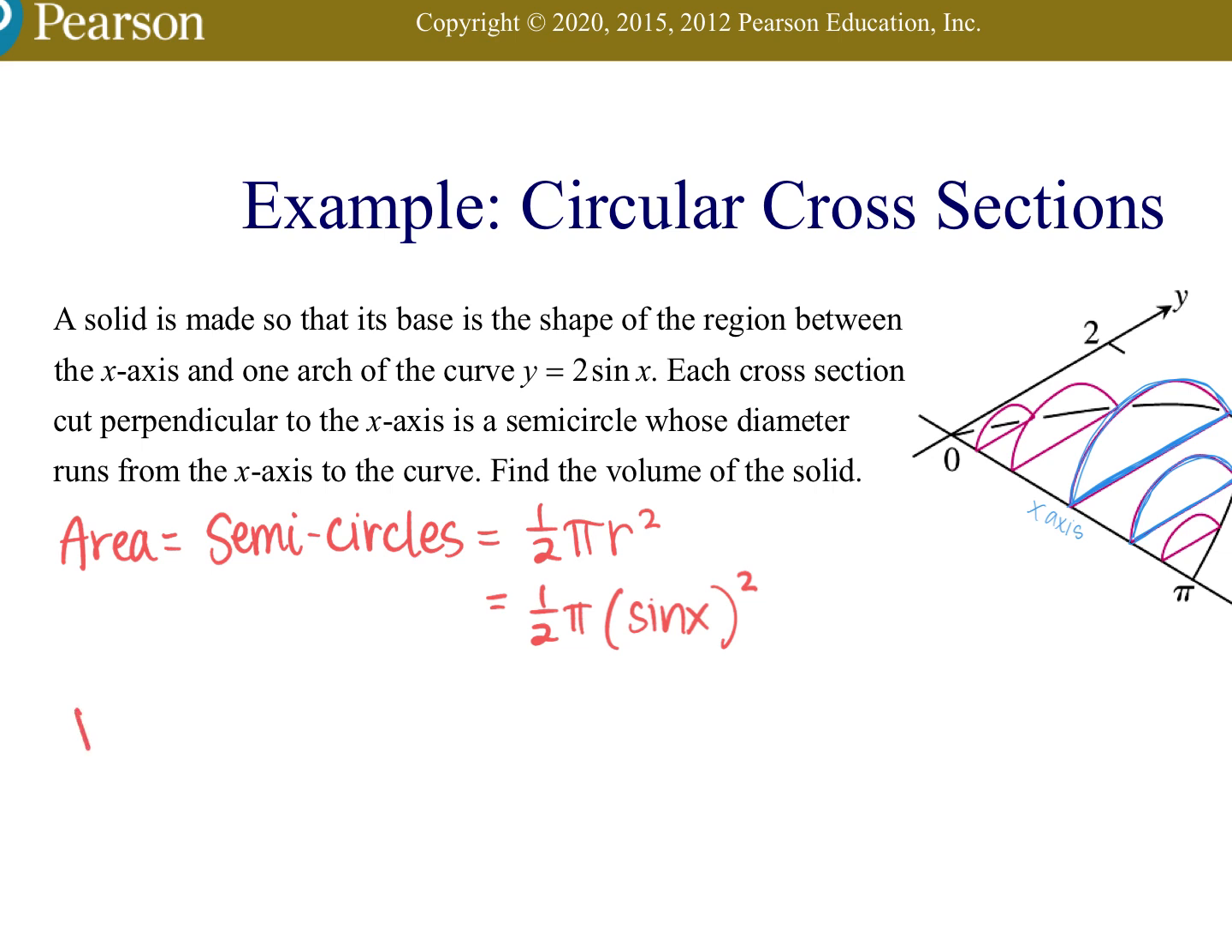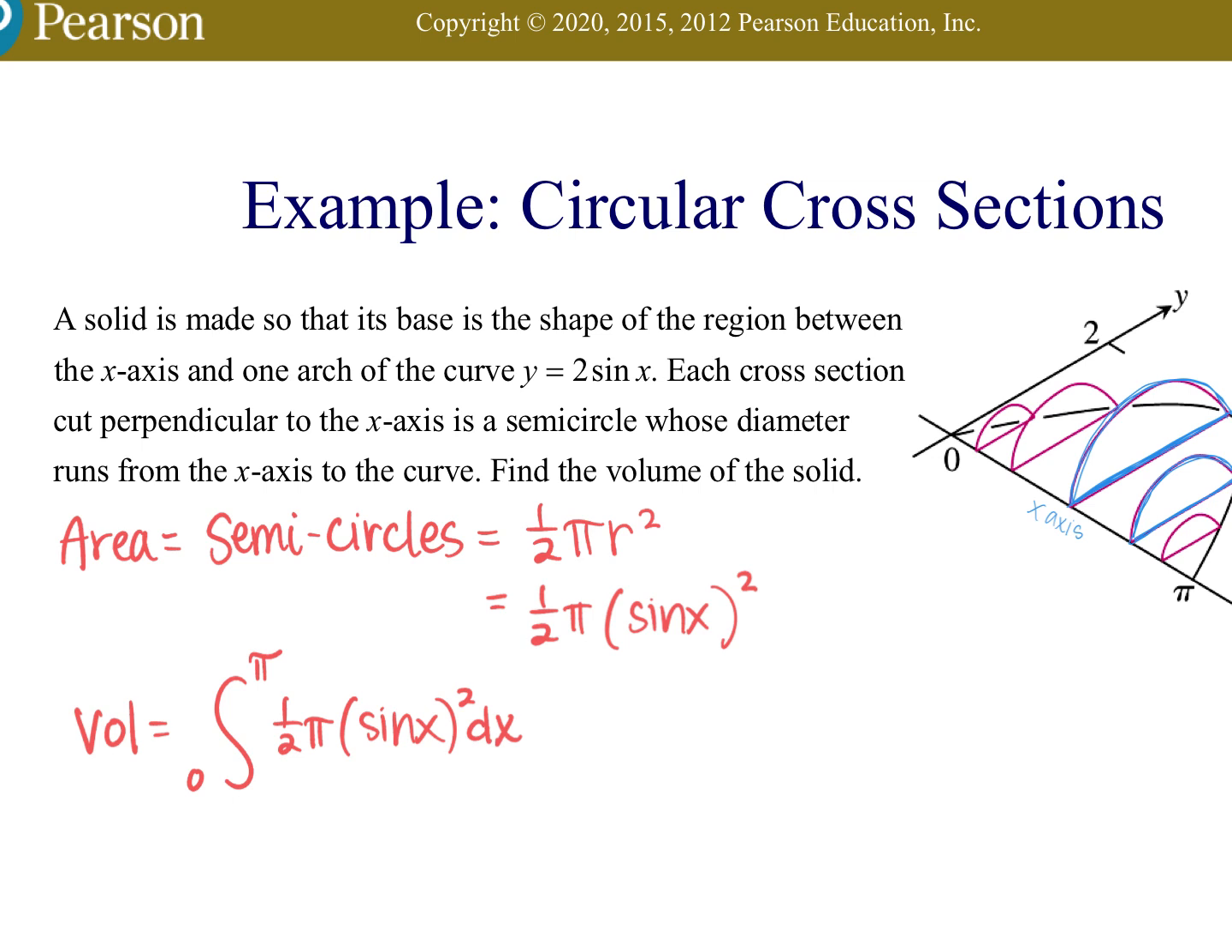Should be. Turning it into volume will be the integral going from where to where according to the picture, 0 to pi, of this geometry thing we just came up with. And then Math 9 does the rest for you.